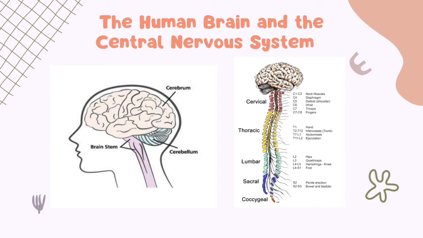As you can see here, if your C1 to C3 has been damaged, you will not be able to move your neck muscles. Next, if your L2, or lumbar 2, has been damaged, you are not going to be able to move your hips. That will be the effect of having a damaged spinal cord on our body.